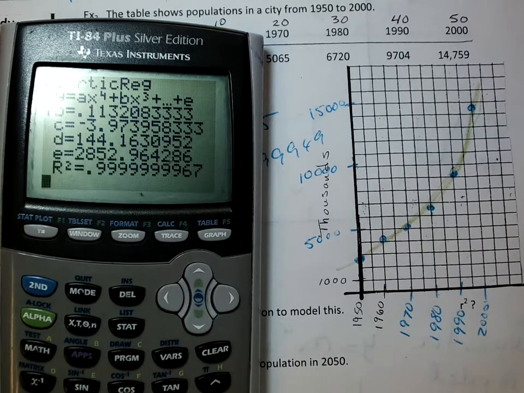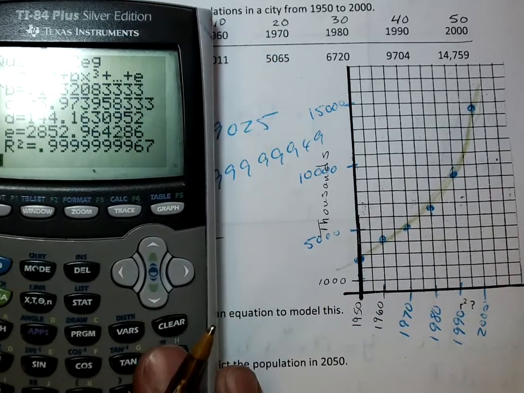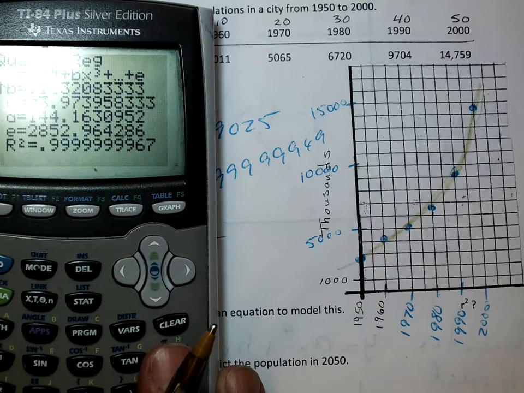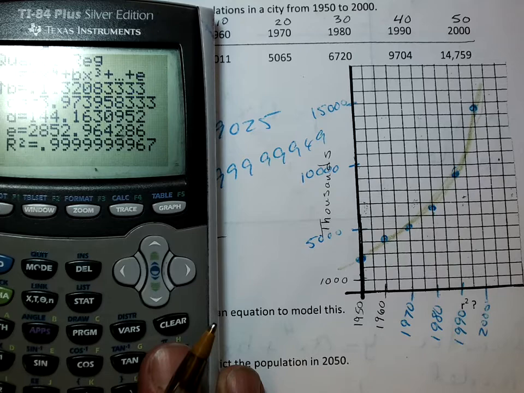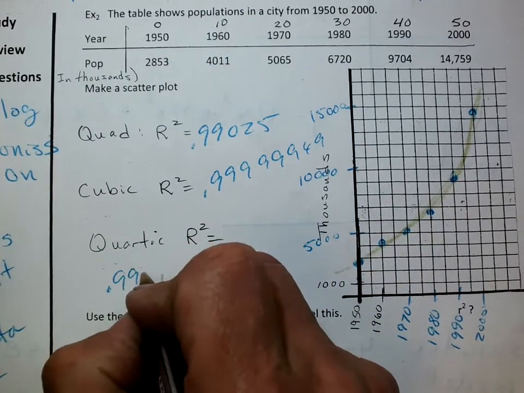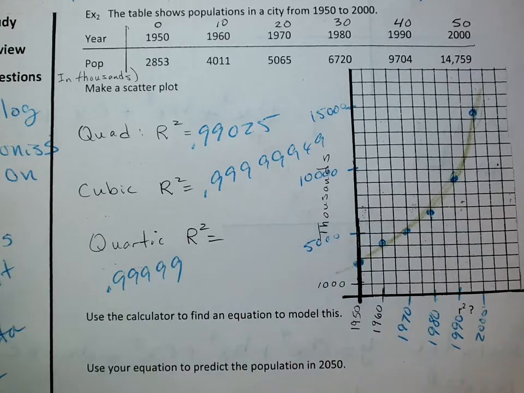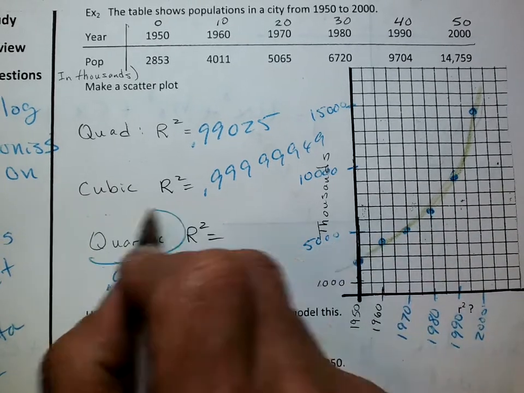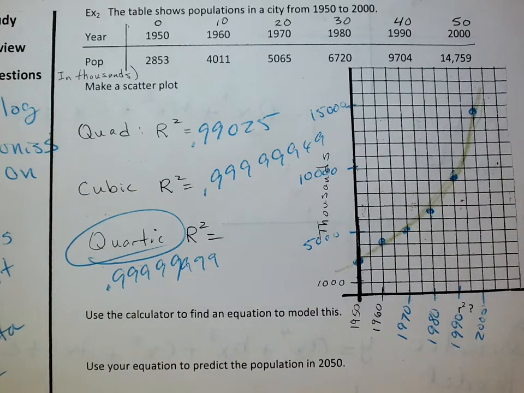Wow, look at that. The quartic's even better, isn't it? So which one are we going to choose? We're going to choose the quartic, aren't we? Because the quartic is like 0.99999, 1, 2, 3, 4, 5, 6, 7, 8. Yeah, that's much better. So we're going to pick quartic. You guys agree? Let's pick quartic.